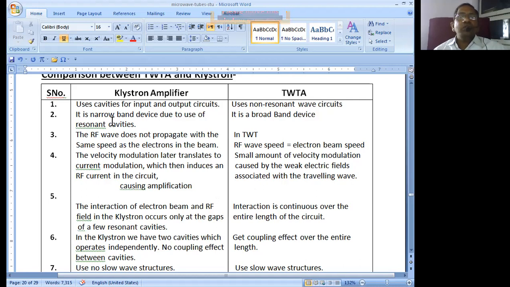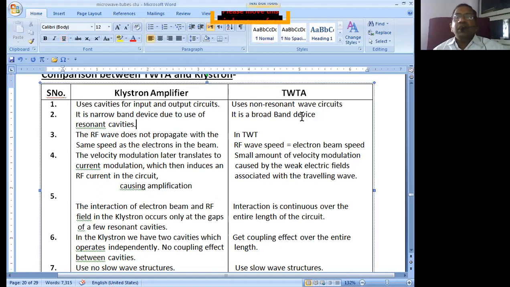The klystron amplifier uses cavities for input and output circuits, whereas in the TWT, no cavities are used. It uses only non-resonant wave structures. The klystron is a narrow band device due to the use of resonant cavities. The TWT is basically a broadband device, not a narrow band device.